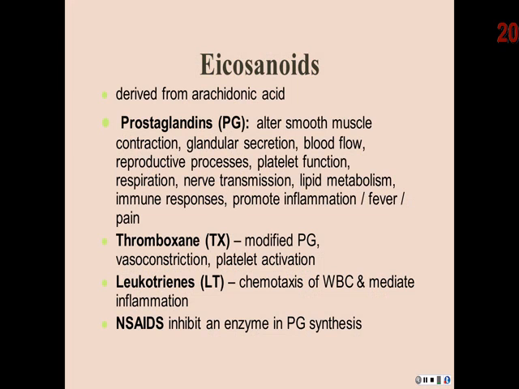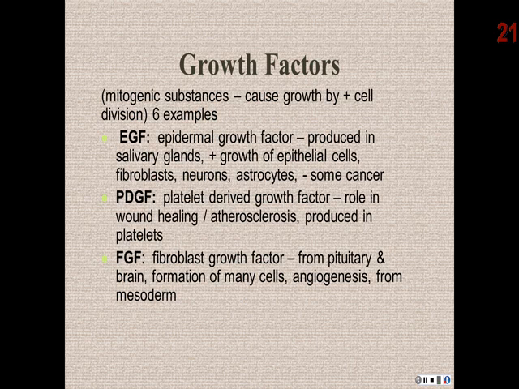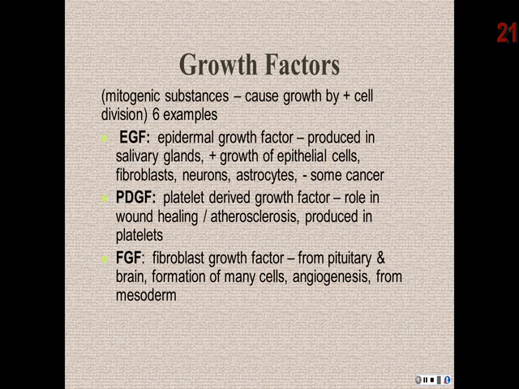Another eicosanoid is thromboxane, which is a modified prostaglandin that promotes vasoconstriction and platelet activation. The leukotrienes promote the chemotaxis or movement of white blood cells and the mediation of inflammation. The NSAIDs work by inhibiting an enzyme in prostaglandin synthesis. The growth factors are mitogenic substances that cause growth by stimulating cell division.